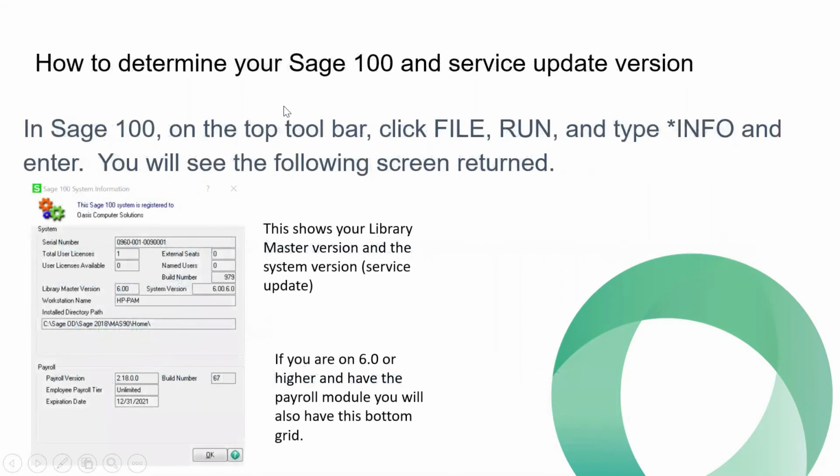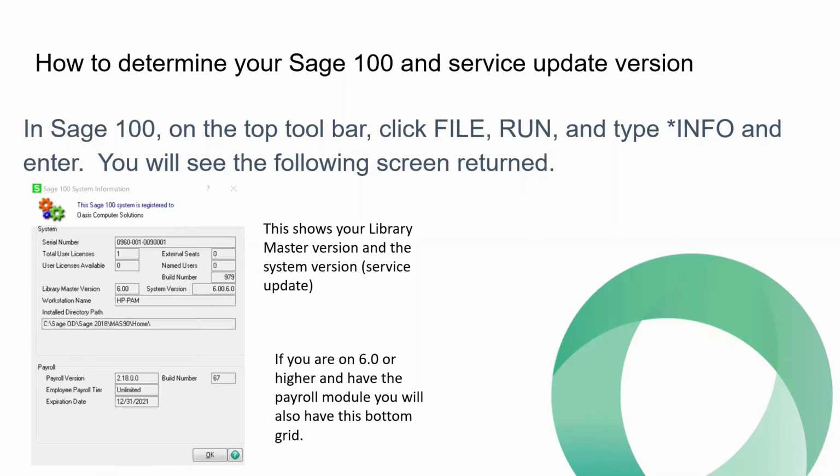So if you want to know what version of Sage you're running and what service update you're on, go into Sage, and at the top of your toolbar click File and then Run, and then type in *info and enter. It's going to return the screen that I show here at the bottom left. This shows my library version, which is the main version, which is 6.0. The system version includes whatever service update I'm on. So this is showing that I'm on the 2018 version and I'm running service update 6.